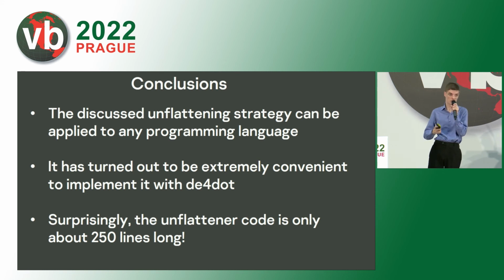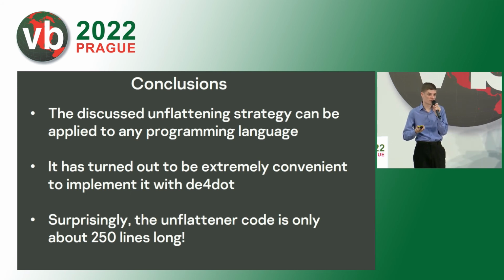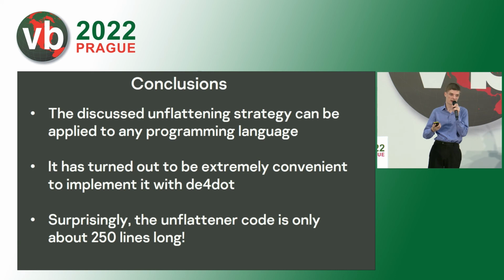When I was coding the deobfuscator, I expected it to be at least a few thousand lines long. But much to my surprise, it turned out to be only 250 lines of code. For a complex obfuscation such as control flow flattening, I believe that it's amazing. Maybe the code of the obfuscator that the malware developers used had more lines than the deobfuscator.